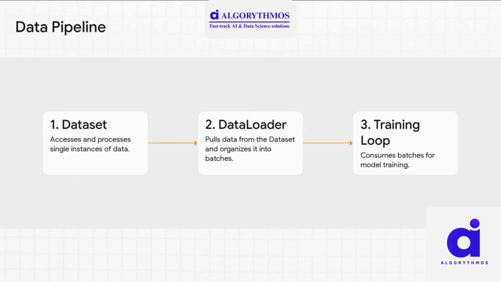Now, a model is nothing without data, right? And feeding data efficiently can be a huge pain. PyTorch solves this with a really slick data pipeline. It starts with a dataset object, which is basically a map to your raw data. But the real workhorse is the DataLoader. It grabs data from your dataset, shuffles it up, groups it into nice bite-sized batches, and then feeds those batches one by one to your model. It makes handling gigantic datasets feel, well, easy.